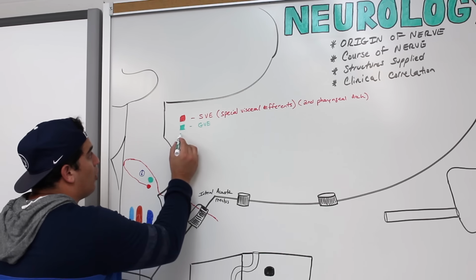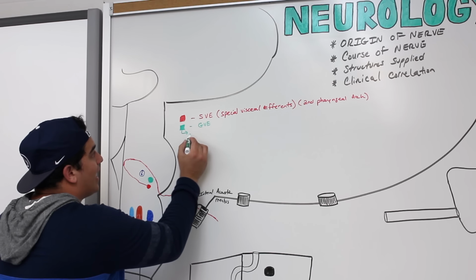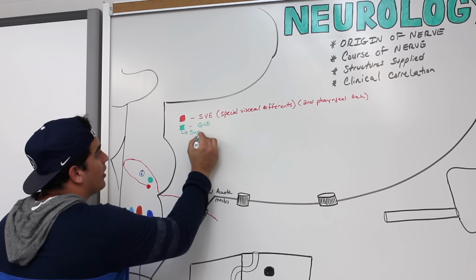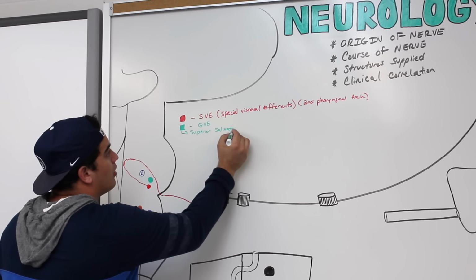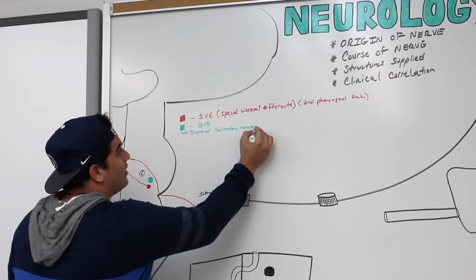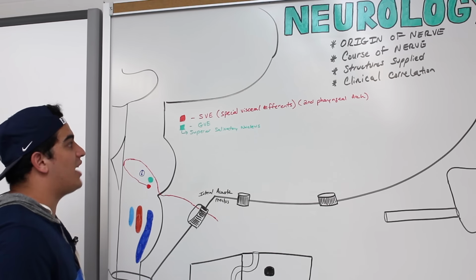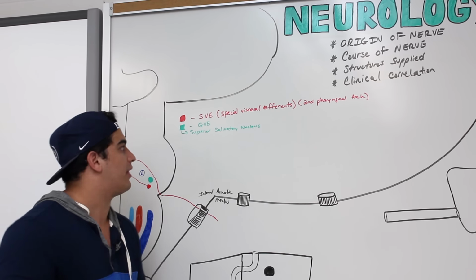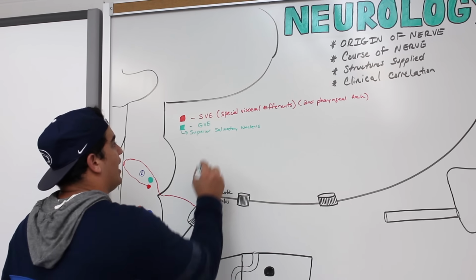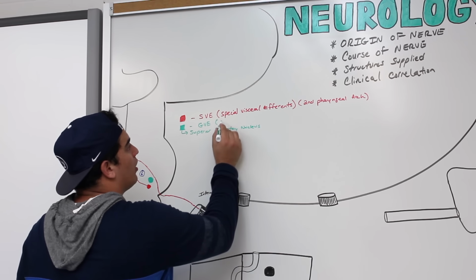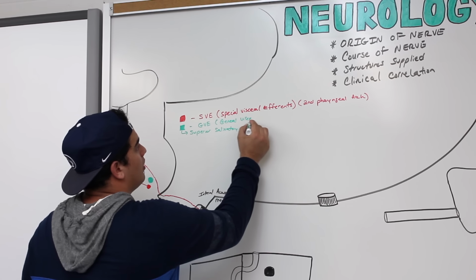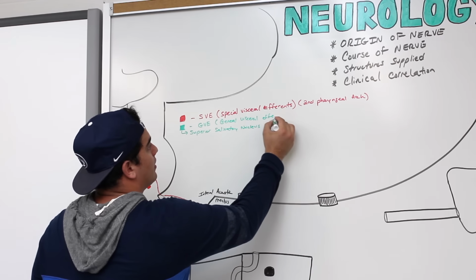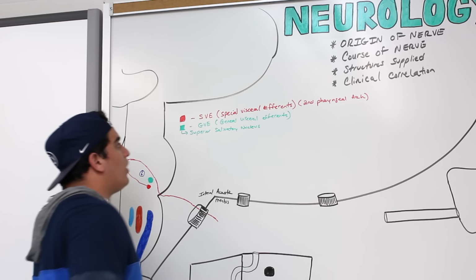This nucleus is actually called the, I'm going to write it up here, the superior salivatory nucleus. And this carries what's called lacrimation fibers and salivatory fibers, and we'll talk about that. What does GVE stand for? GVE specifically stands for general visceral efferents.